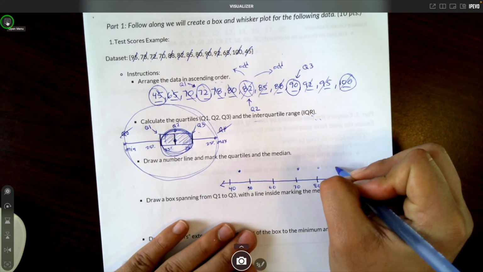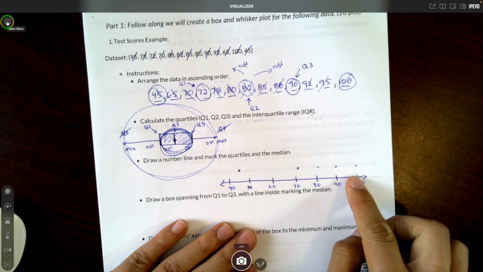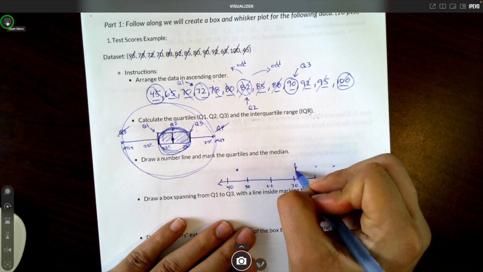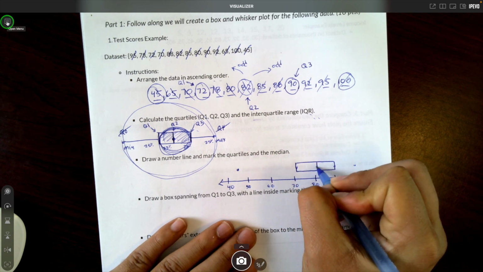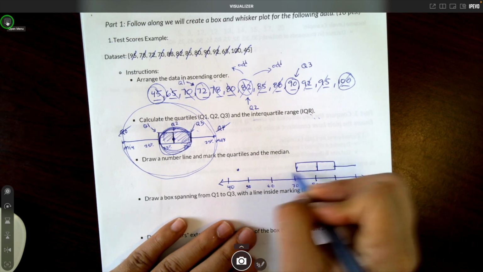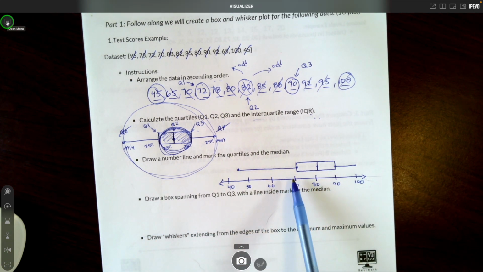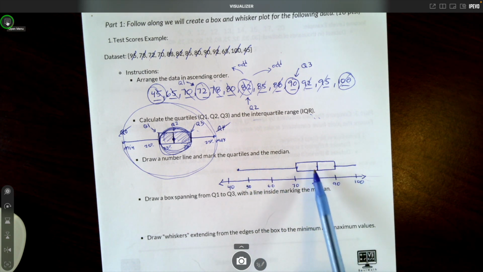82, 90, and 100. Okay, so we got all 5 points. And the 3 points in the middle, the interquartile, we're going to put a box around those 3 points. And then we put 1 in the middle. And then we draw the whiskers. Okay? So as you can tell, this is a long whisker. That means that these numbers are spread out and these are more bunched in.